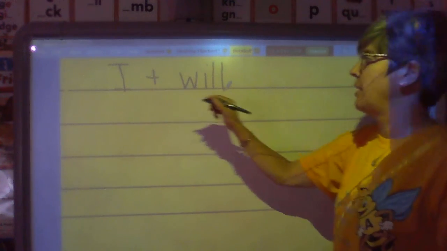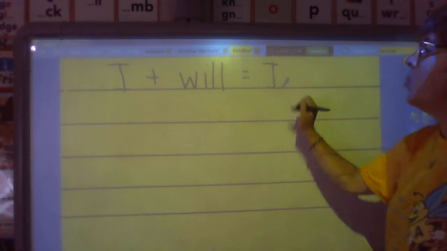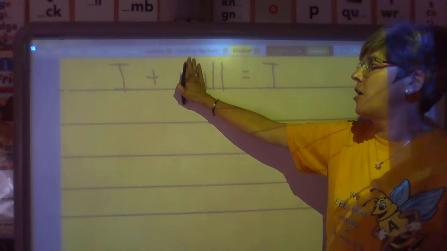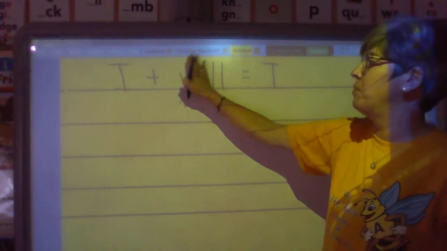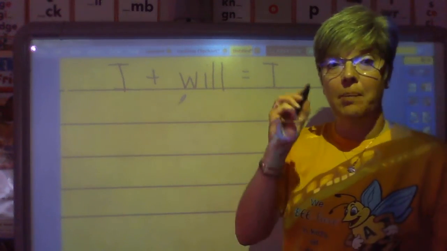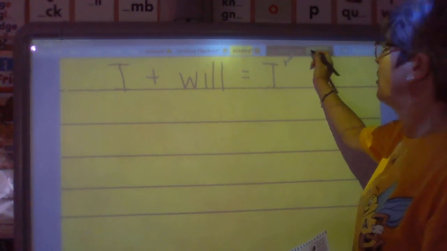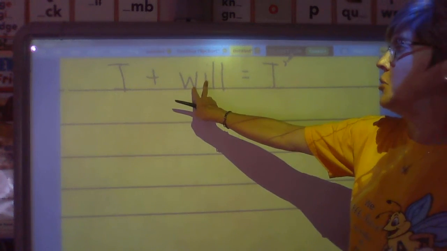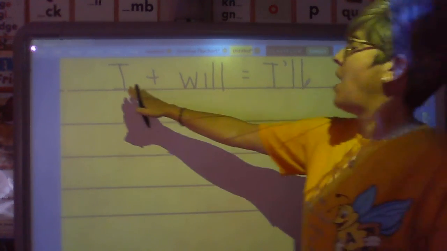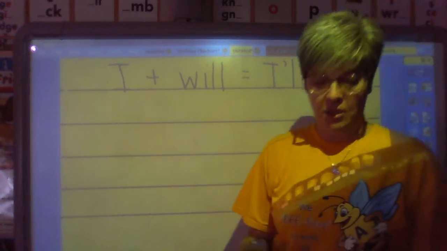So we're going to keep the letter I. We're going to drop the W and the I. But you can see where the W and the I are. They come right after the I, and they come before the LL. So Mrs. Munyon taught you in an earlier video that we always put the apostrophe in place of the letters that we dropped. So the apostrophe goes here because these are the two letters that we dropped. And then the LL goes here. So I plus will equals I'll. Okay, and these are contractions.